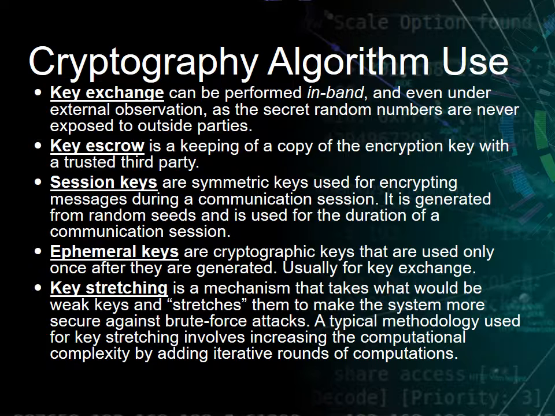Ephemeral keys are cryptographic keys that are used only once after they are generated, usually for key exchange. Key stretching takes what would be weak keys and stretches them to make the system more secure against brute force attacks. Typical methodology used for key stretching involves increasing the computational complexity by adding iterative rounds of computation. As I discussed before, there's a symmetric algorithm called DES, and triple DES is basically doing that. It's using multiple computations of the DES algorithm in order to strengthen the algorithm.